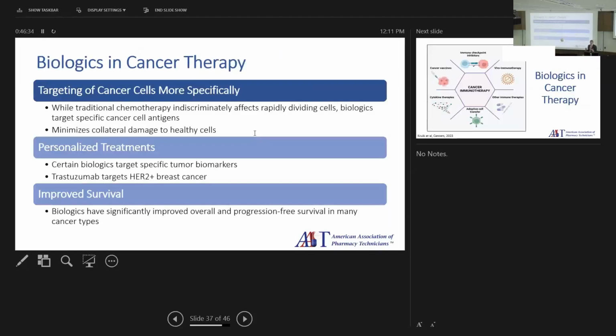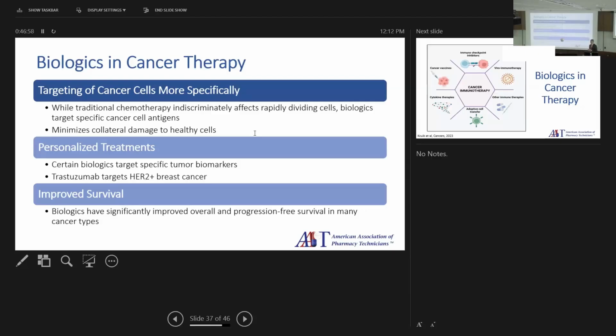So biologics have really changed the landscape of cancer therapy. It is helping us target the cancer cells more specifically. So if we think of traditional chemotherapy, it targets cancer because it targets rapidly dividing cells. Well, unfortunately, many of our patient cells are also rapidly dividing, like our hair, our skin, the cells in our gut.